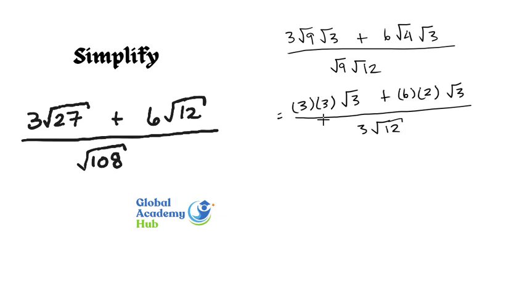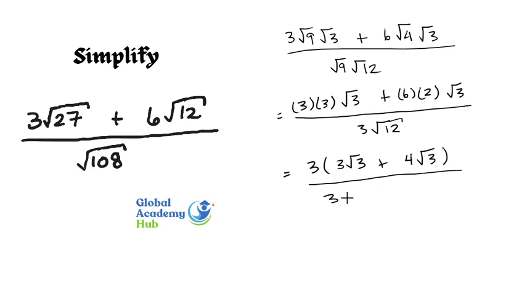So what I'm going to do now is factor out a 3 from the numerator. So if I factor the 3 from the numerator, then I'm left with 3 square root of 3. So I factored out a 3 from this, plus 4 square root of 3. And this is all divided by 3 multiplied by the square root of 12.